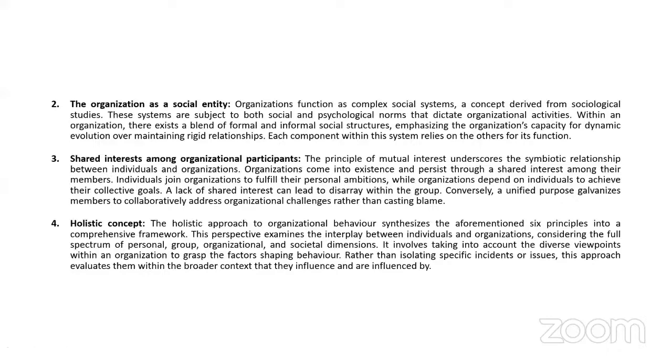The next one is organization as a social entity, right? So every organization is a complex social system, right? So when we say social system, that means people, right? So these systems are subject to both social and psychological norms that have an impact on the organizational activities. So within an organization, there exists a blend of formal and informal social structures. Now, they emphasize the organization's capacity for dynamic evolution, while maintaining the relationships, and every component within this system relies on the others for its function.